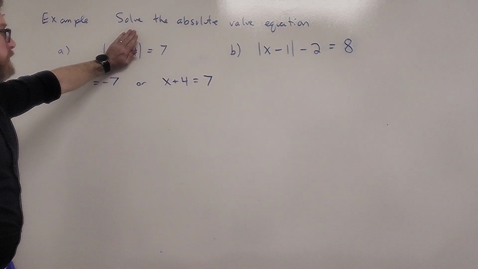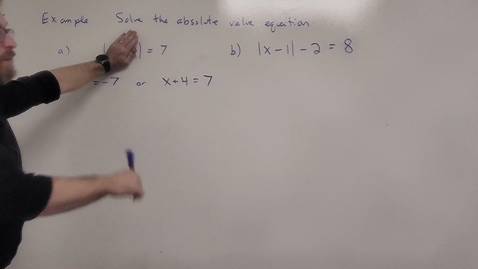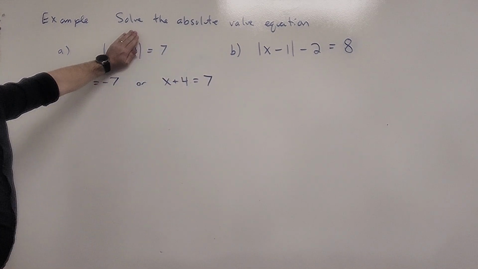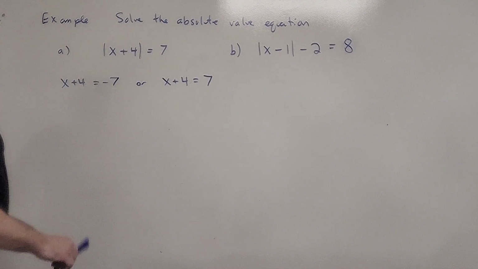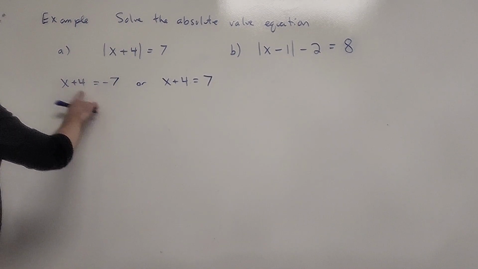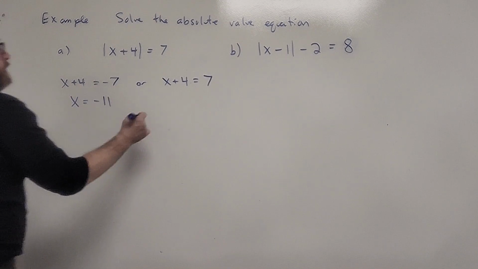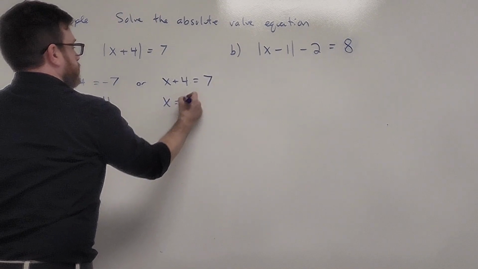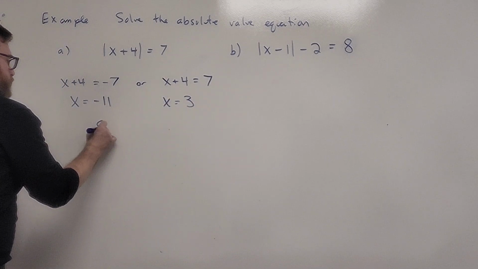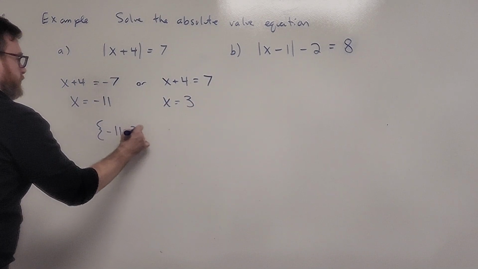Again, if negative 7 is underneath here, the absolute value of negative 7 is 7, and if 7 is underneath here, then the absolute value of 7 is equal to 7. Now we can solve both of these equations. So, subtracting 4, x is going to be minus 11, or x is going to be equal to 3. A lot of times you'll see a solution set look like this.